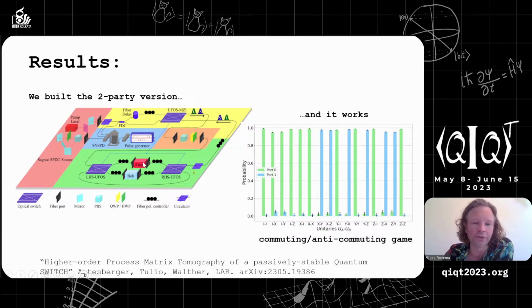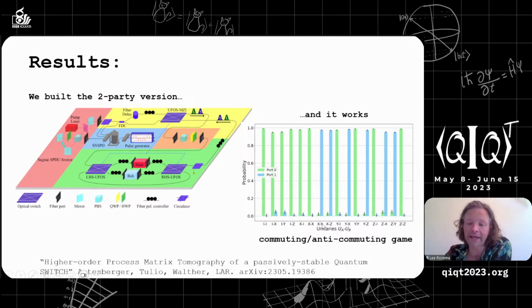So for U1 and U2, or Alice and Bob here. When the two gates are identity, we find the photon almost always exits in one port, corresponding to finding the control qubit in the state plus. This is the same when it's identity X, identity Y, identity Z, X identity, and XX, as it should be, because all of these gates commute.